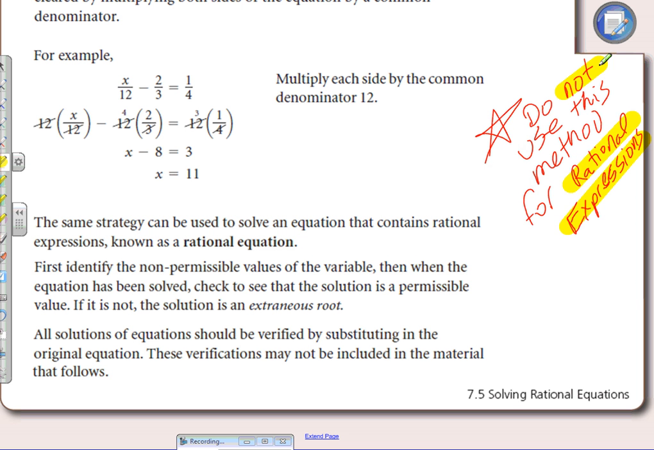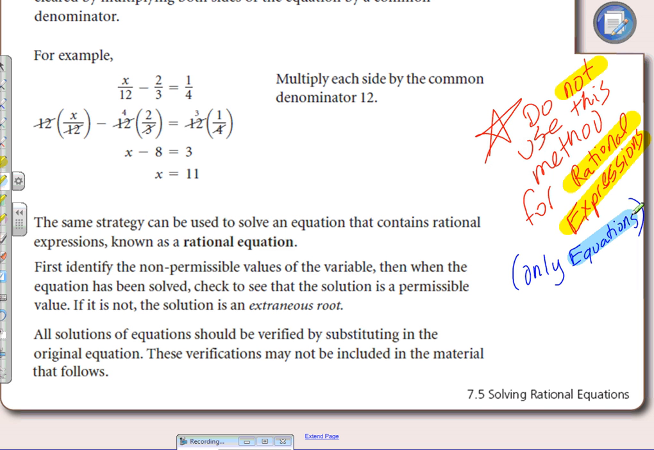So, not for rational expressions, only for rational equations. And again, equations are the ones that have the equal sign in the original question. If there's no equal sign in the original question, you cannot use this method. And that's where lots of people make the mistakes.